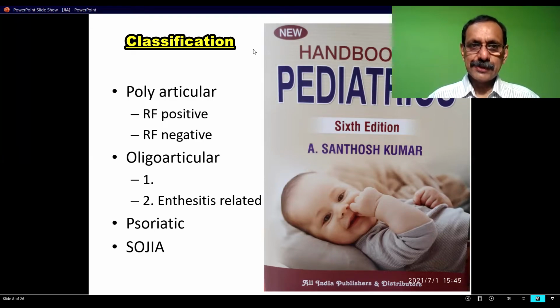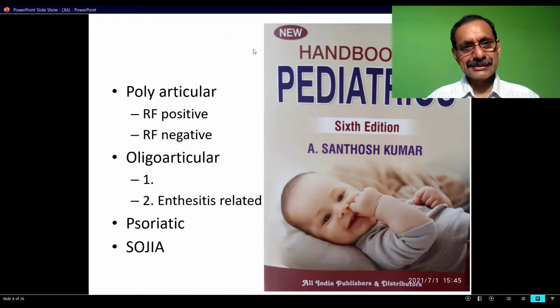So there is pain and swelling at the tendon insertion. For example, the Achilles tendon insertion at the back of the foot becomes swollen, inflamed and painful. The next one would be psoriatic arthritis, where you have psoriasis and along with that you have arthritis. And lastly, systemic onset juvenile idiopathic arthritis. So those are the major classifications.